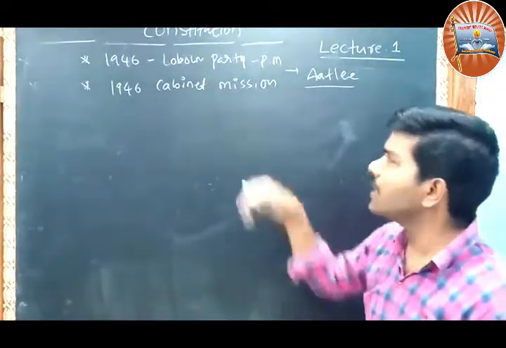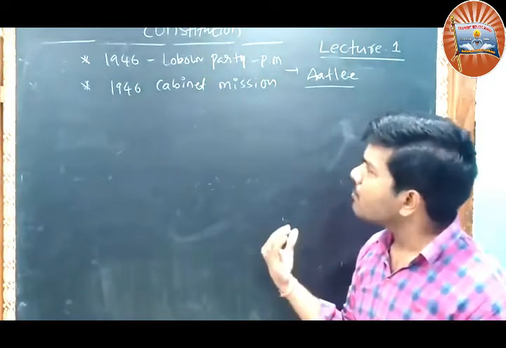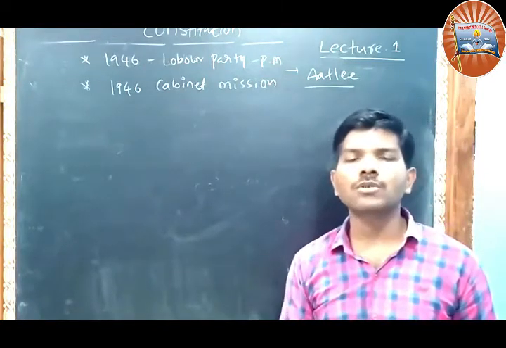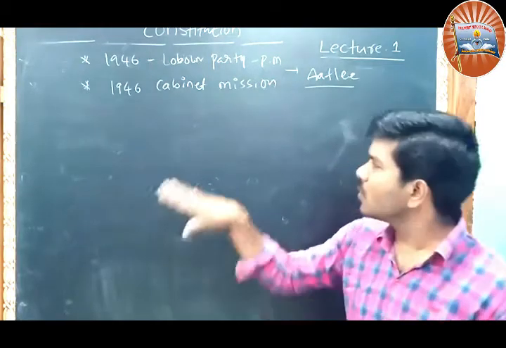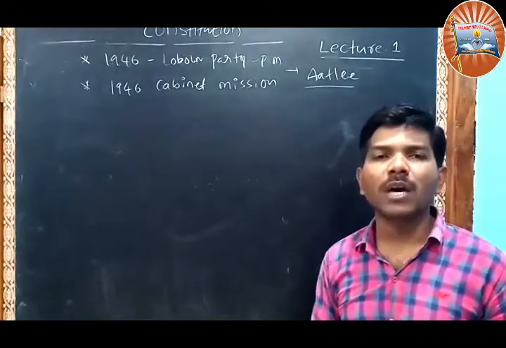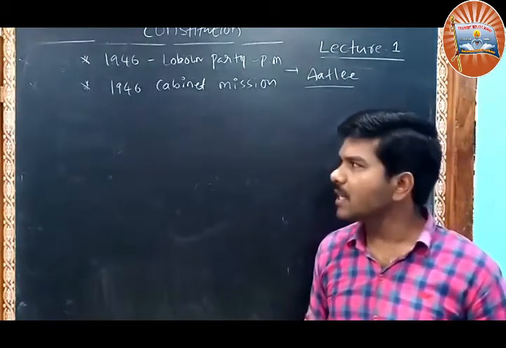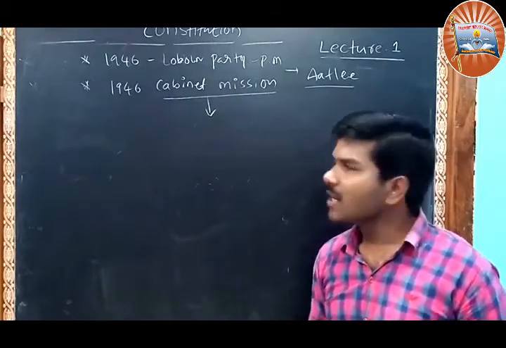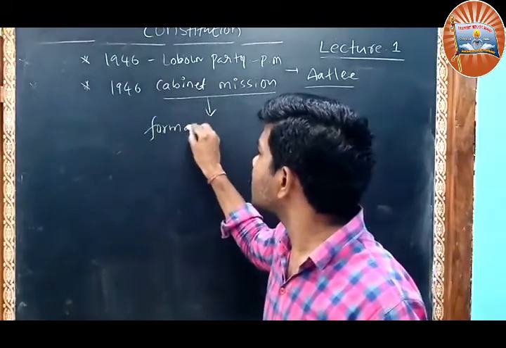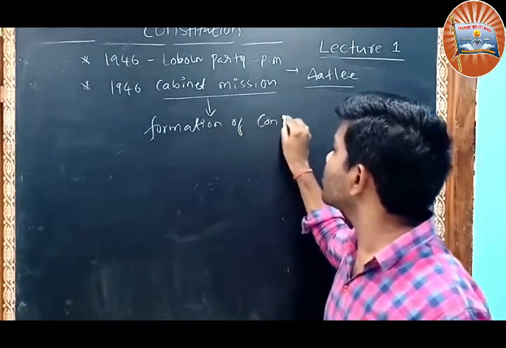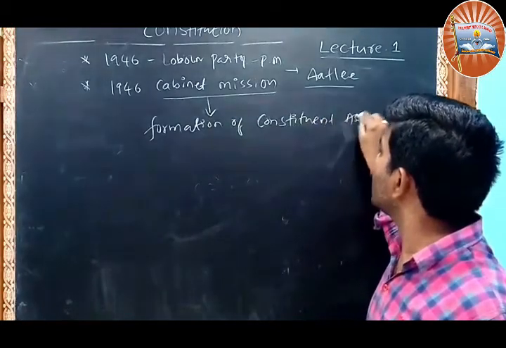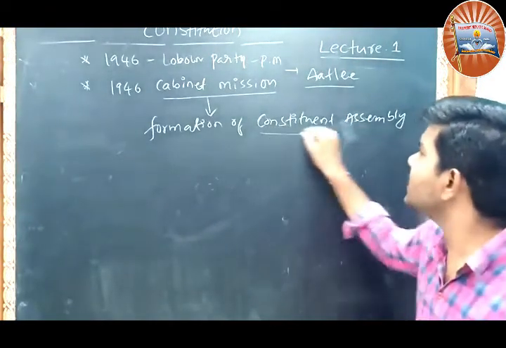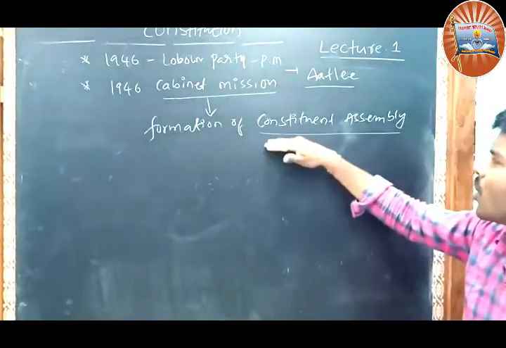Cabinet mission members, 3 members, came to India to discuss the Indian constitution, how we have to make it, how we have to do the process, and what are the do's and don'ts. So this cabinet mission came to India to advise how to make the Indian constitution. Okay, let us see. According to the recommendations, the cabinet mission suggested the formation of the Constituent Assembly. Yeah, they advised that India needs a constitution. To make a constitution, one assembly is needed. That assembly is called the Constituent Assembly.